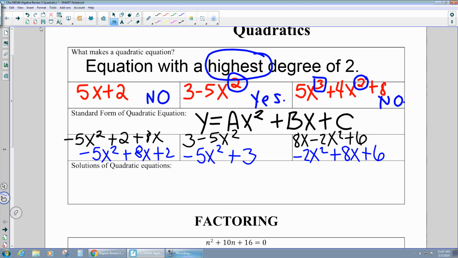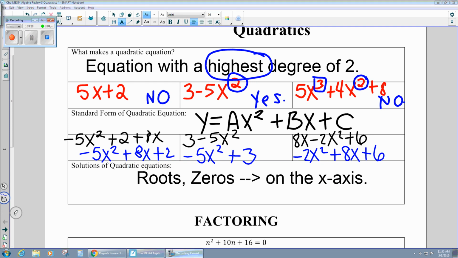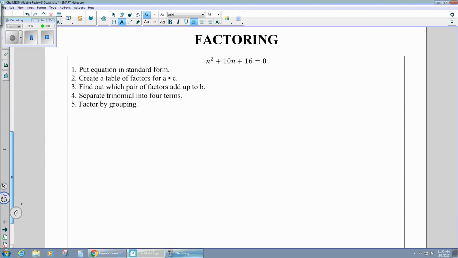Solutions to quadratic equations. We have several names for these, and we went over some of them in class. We have roots, zeros, and that's basically the names for it. And where we can find them is they're located on the x-axis. Okay, so let's continue with this review. The next thing we're going to go over is how to factor. So let's follow these steps.